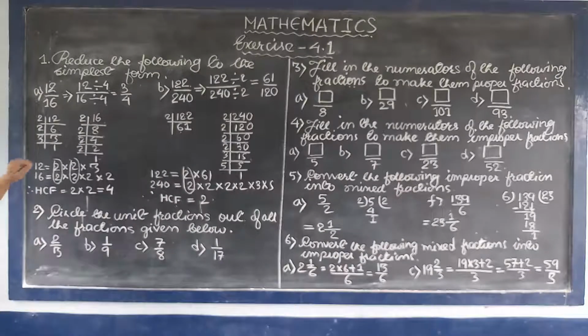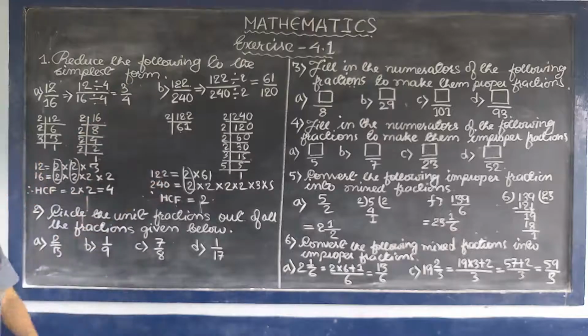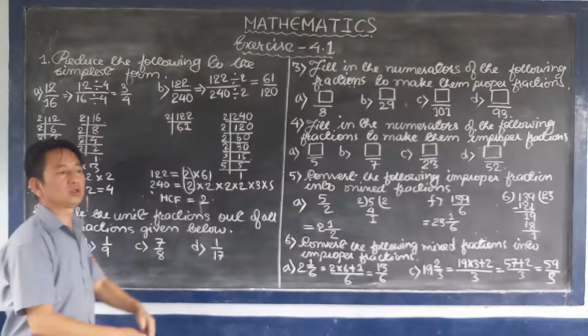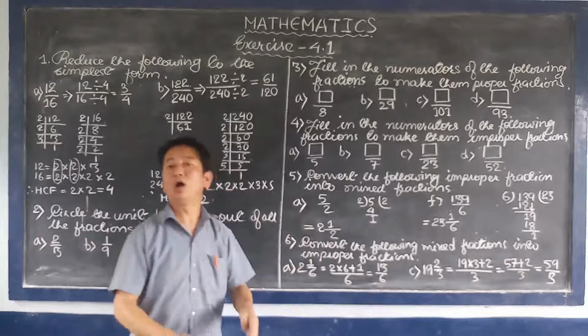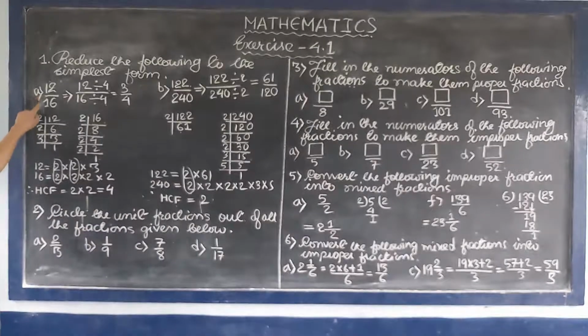Question number 1. Reduce the following to the simplest form. Simplest form means we have to convert this into the lowest form. Question A. 12 by 16. Here both 12 and 16 are even numbers. Both these numbers are divisible by 2. 2 6s are 12, 2 8s are 16. Again, 2 3s are 6, 2 4s are 8.